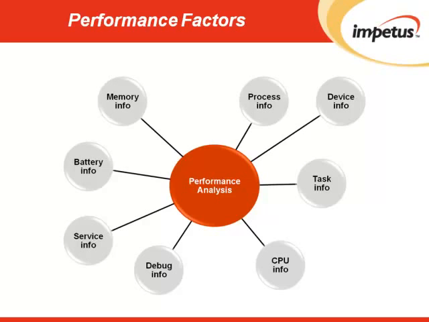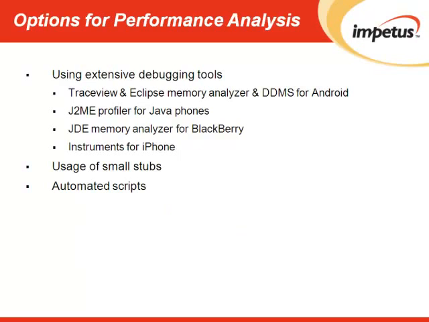So what options do we have for the device-side performance engineering of your mobile apps? Let's check it out. Now, there are multiple tool options that are available for different platforms that can help you in analyzing the performance and memory usage of your mobile applications. These include TraceView and Eclipse Memory Analyzer for Android, J2ME Profile for Java phones, JDE Memory Analyzer for BlackBerry, and Instruments for iOS. These tools also provide some information about memory usage, CPU cycles, etc. It also helps debug the application and conduct a performance profile.